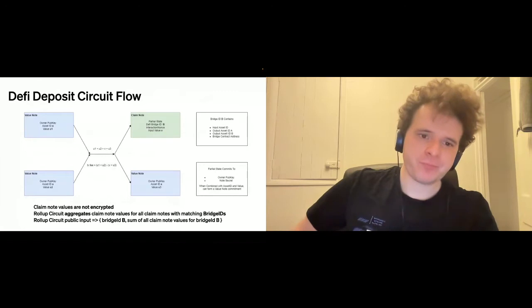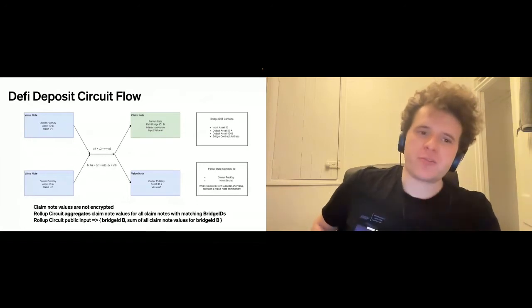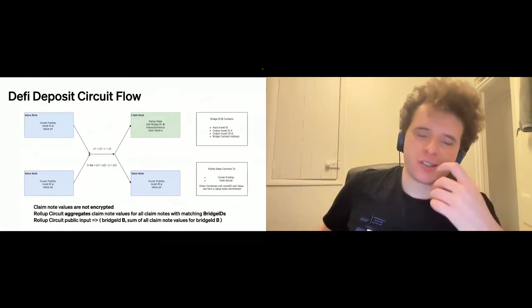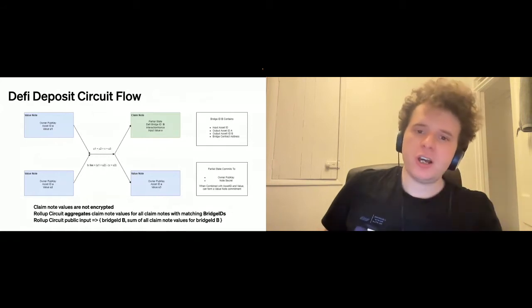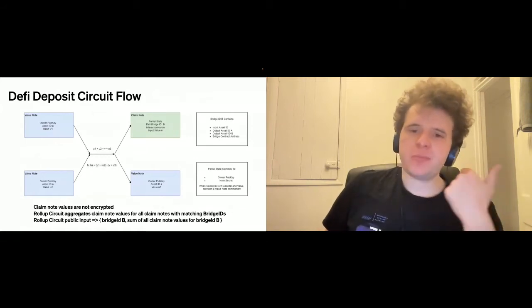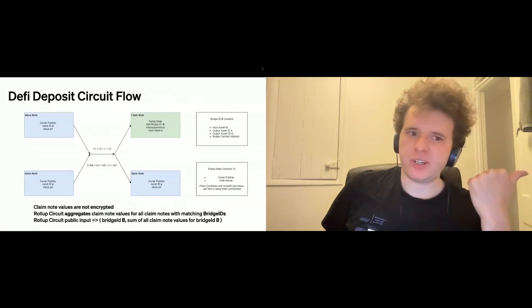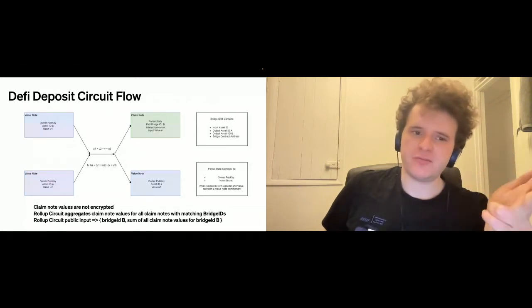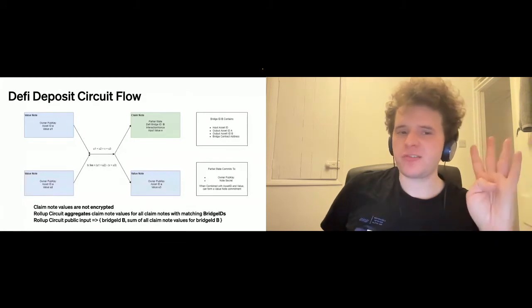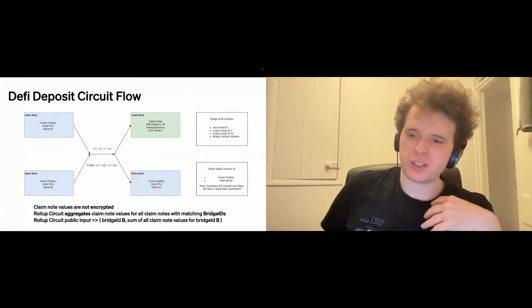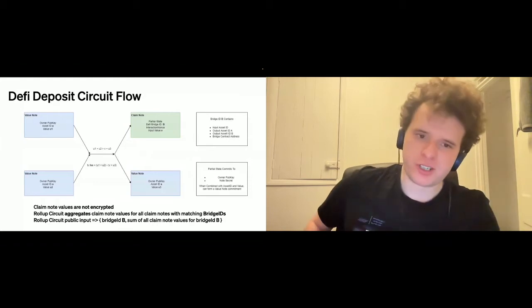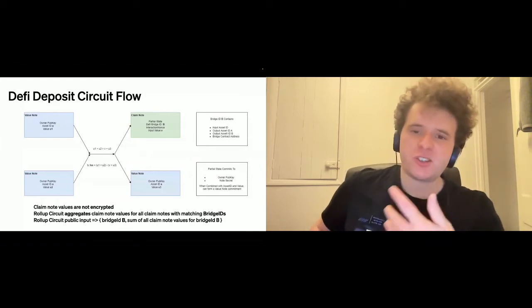So the traditional way that you represent value in Aztec is using these value notes. They're commitments to a public key, which defines the owner of a note, an asset ID, and the value of the note. I've left out here, there's also a secret associated with the note that you need to prove knowledge of in order to spend it. And that's what makes the commitment hiding.